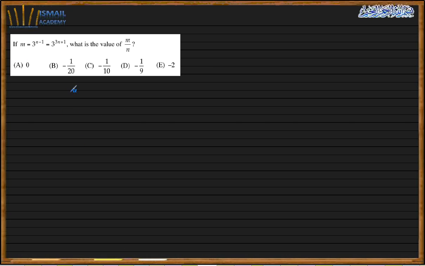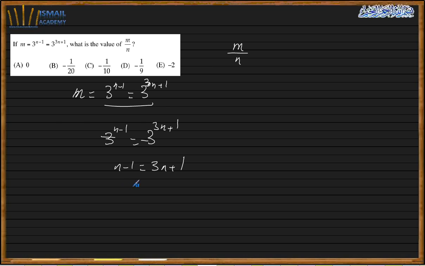So here we have m equal 3 to the n minus 1, which is equal to 3 to the 3m plus 1. So they ask us to find out the ratio m over n. So what I do, I solve for n first. So I got 3 to the n minus 1 equal 3 to the 3m plus 1. Same base, exponents are equal. So here I will have n minus 1 equal 3m plus 1. So minus 1 minus n, minus 1 minus n. So minus 2 equal to n divided by 2. So n will be minus 1.